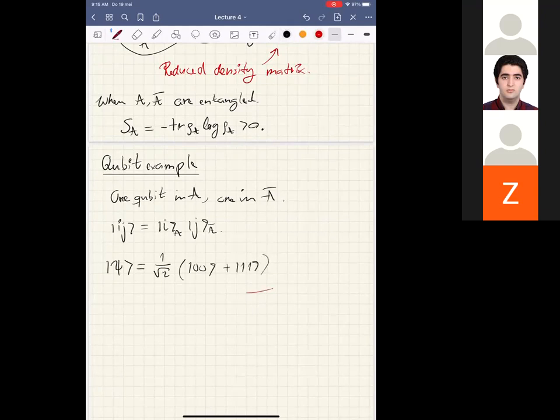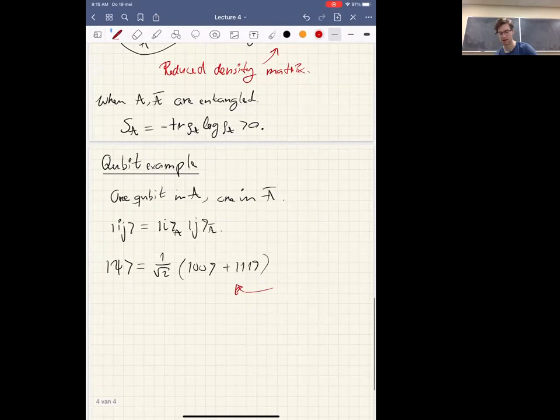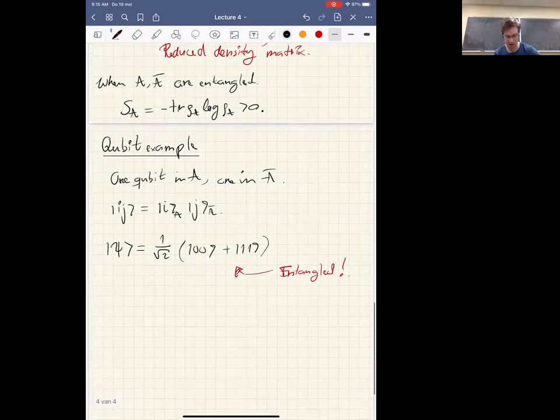And when you look at this, you might recognize that this is an entangled state. So let's say that we are performing a measurement on one of the qubits, and then the superposition will collapse. So then we'll precisely know what the state is of the other qubit.